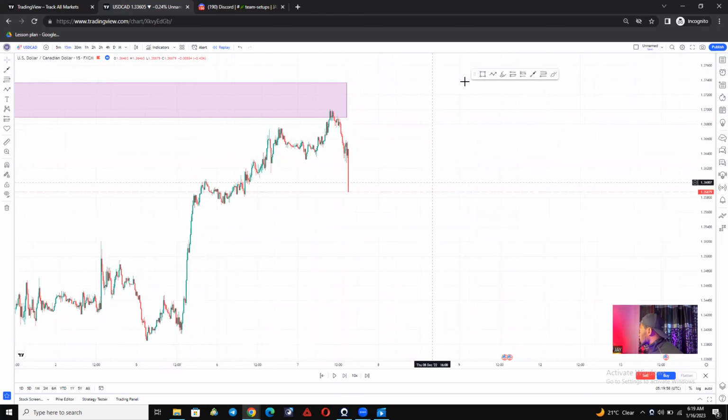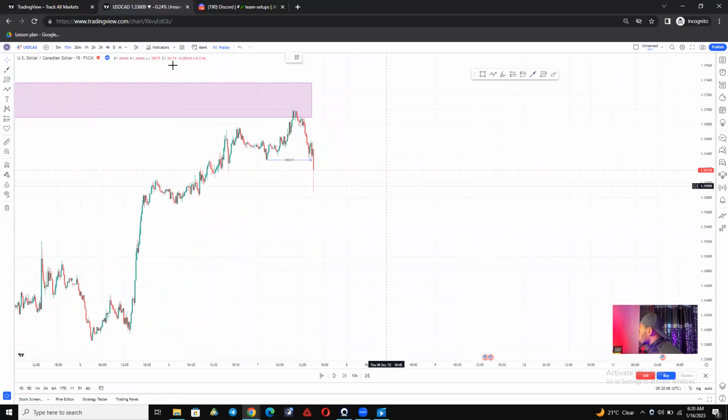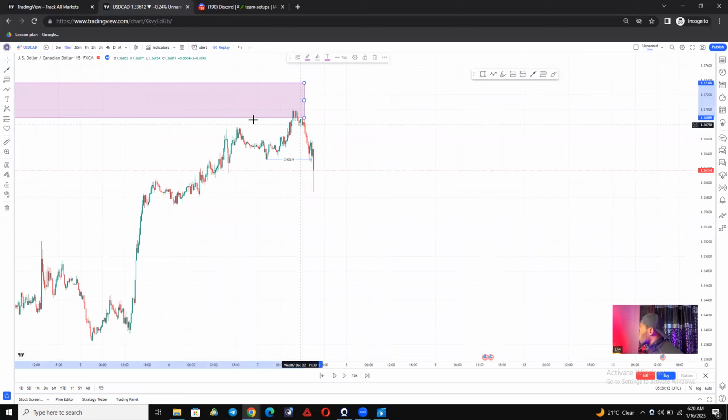All right, so we've seen a change of character here. So what do we do right here? We'll mark it out. Here is a change of character. And you just have to label that, right? So once you label it, I'll look out for a nice area here, which is another block for us to sell off from.